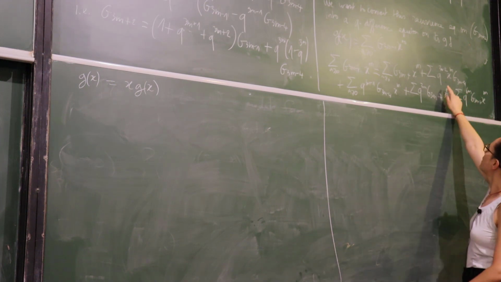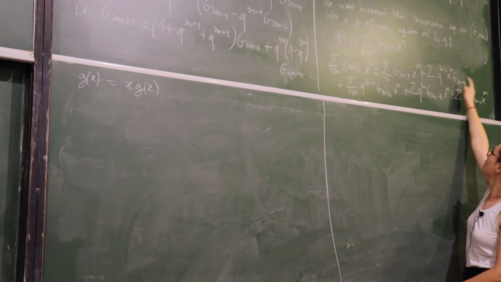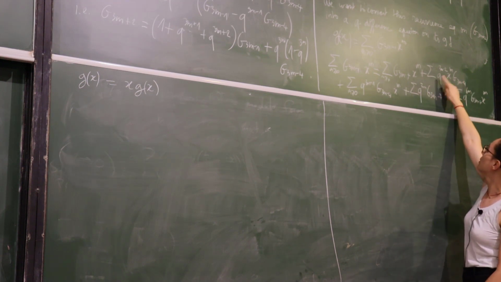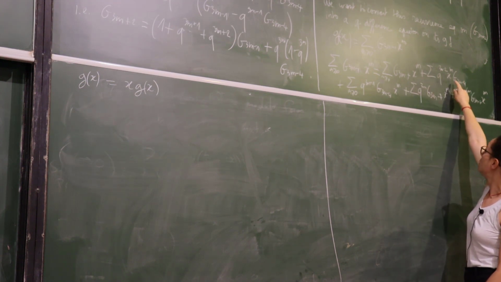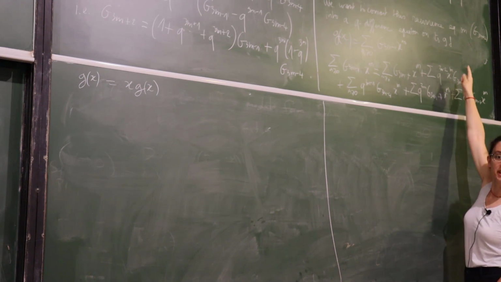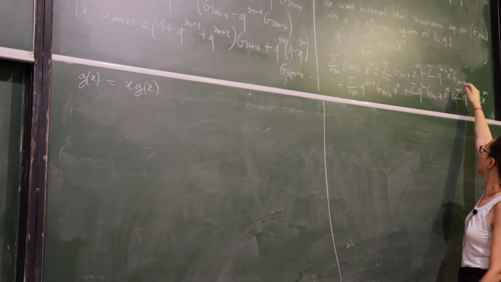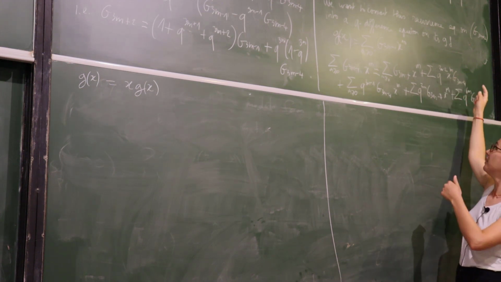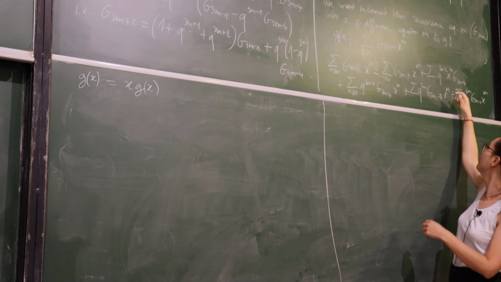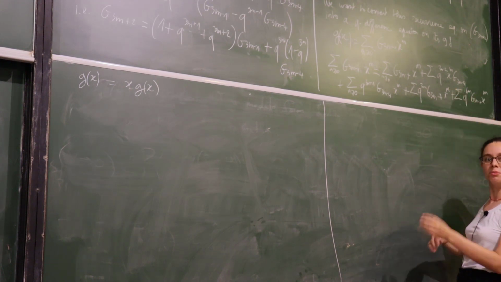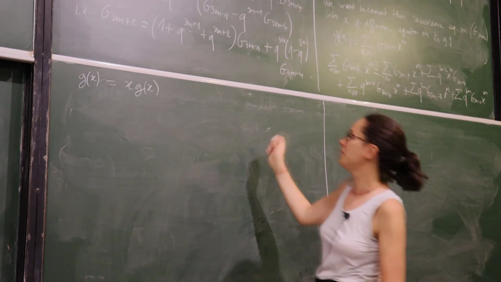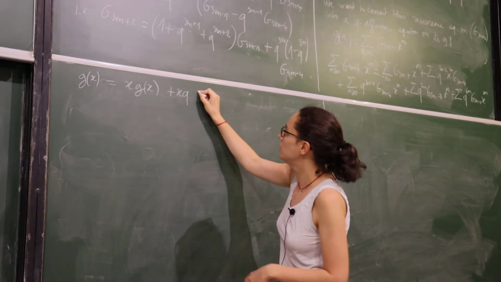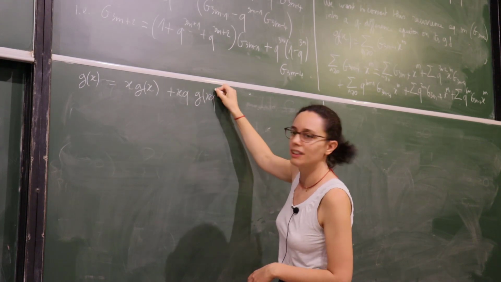Here is a bit more interesting. So you can still take one x out, but then you would have, here you have a q to the 3m minus 2. So you could also say that this is x times x to the m minus 1 times q to the 3m minus 3 plus 1. So this would be xq times g of xq3.